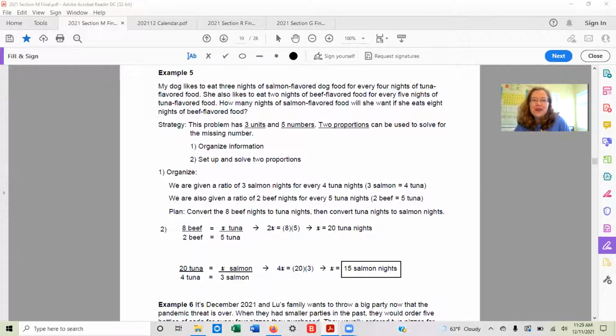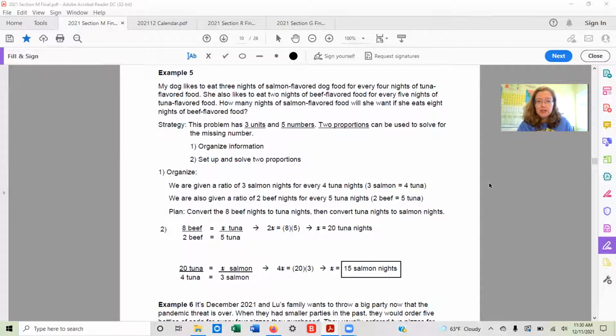Hi, everyone. Today we're going to go over some two-step proportion problems. This happens whenever you're reading a word problem and you realize that there are 3 units involved and that they're giving you 5 numbers and asking for you to solve for 1 unknown number. In that case, you will need to use 2 proportions, or that's at least one way of solving for it.